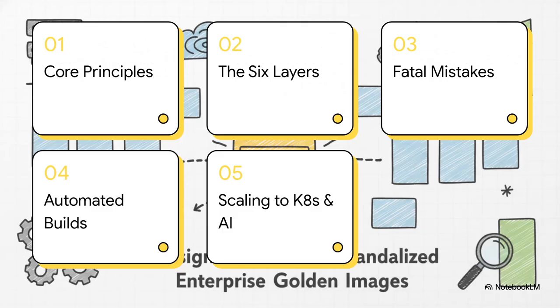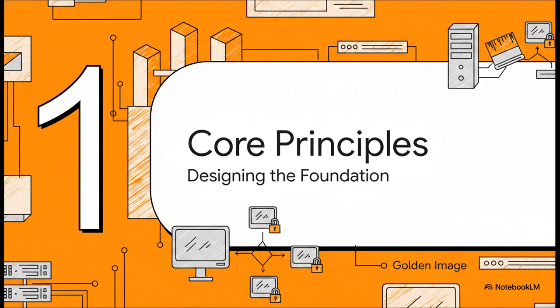So here's our roadmap. First, core principles. Second, the 6 layers. Third, fatal mistakes. Fourth, automated builds. And fifth, scaling to Kubernetes and AI. Let's jump in. Section 1, core principles.